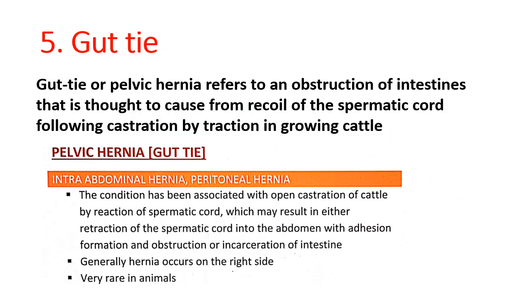Gut tie. So gut tie is a pelvic hernia, intra-abdominal hernia, peritoneal hernia. All these are names for it. This condition has been associated with open castration of cattle by traction of the spermatic cord, which may result in retraction of the spermatic cord into the abdomen with adhesion formation or obstruction or incarceration of intestine. Generally, the hernia occurs on the right side, and it's very rare in animals.